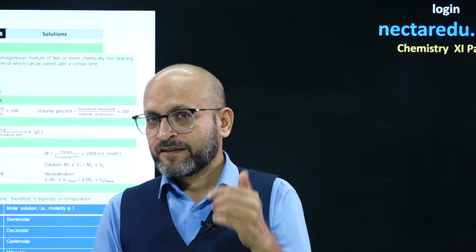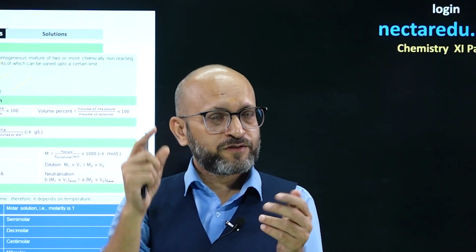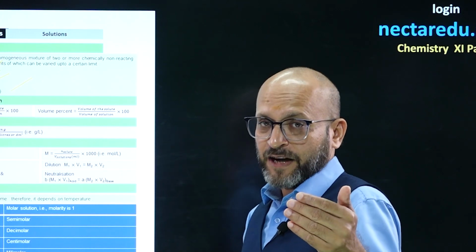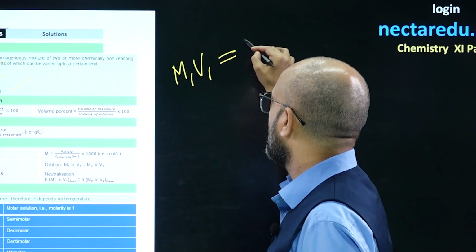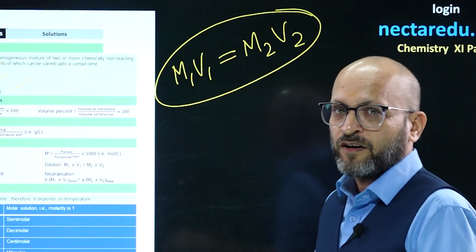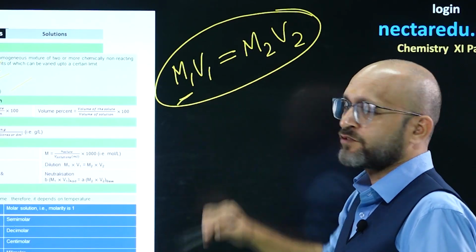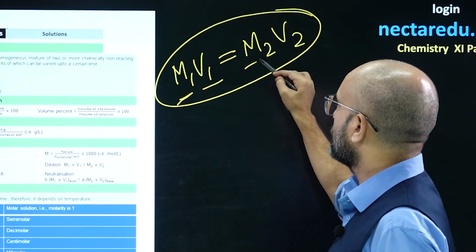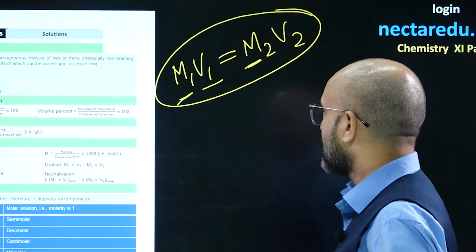So, the formula of molarity was moles upon volume. You are increasing volume, not the moles. So, initial moles equals final moles. The formula you will use is M1V1 equals M2V2 in your questions on dilution. In questions on dilution you use this formula. Molarity of the solution before dilution, volume of the solution, molarity of the solution after dilution, and volume of the solution after dilution. That is it.